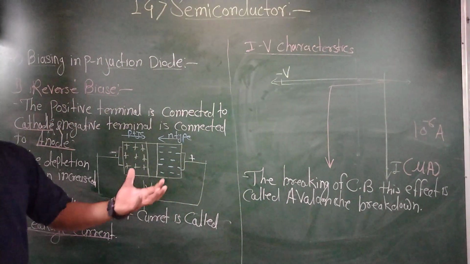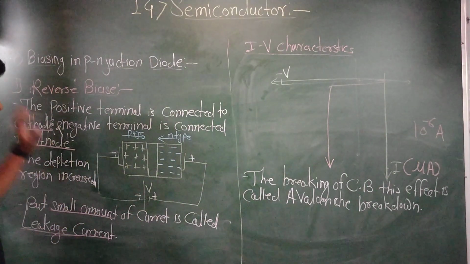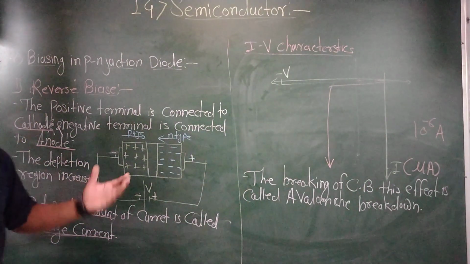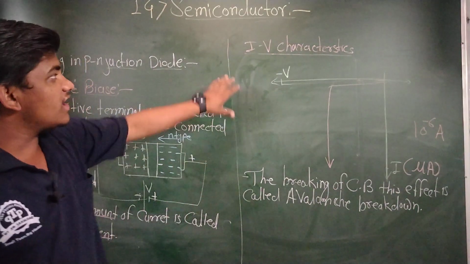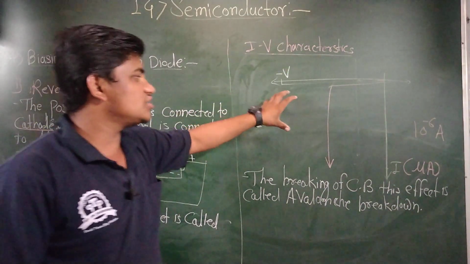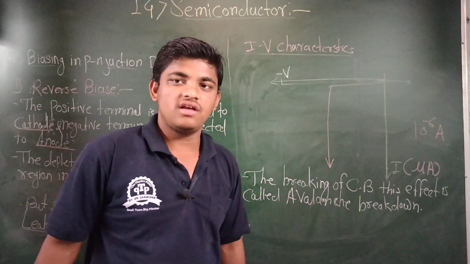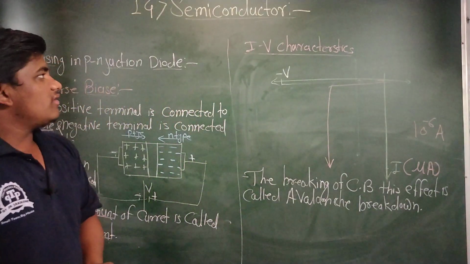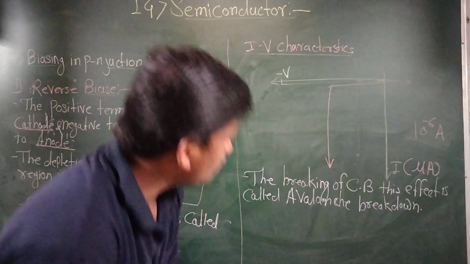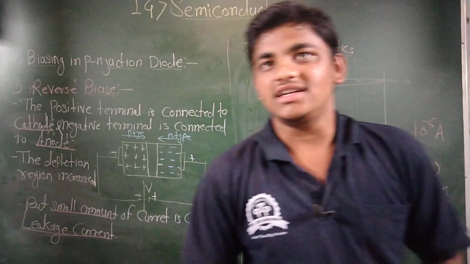In the PN junction we studied what exactly happens in this type of semiconductor. In these lectures we are studying the characteristics, the graphical representations of voltage and current. Now we stop the discussion of biasing in the PN junction diode.